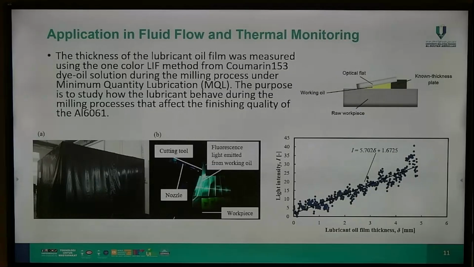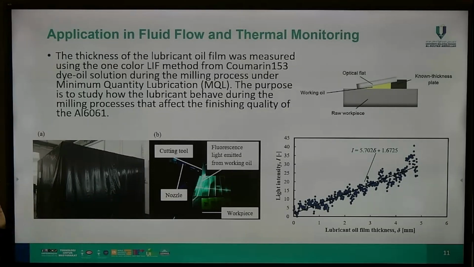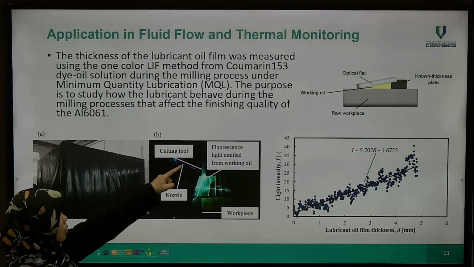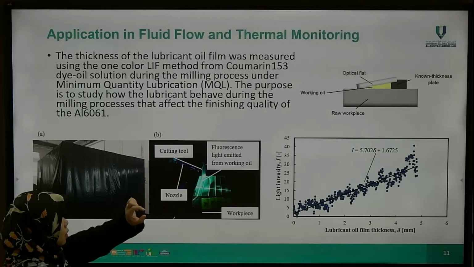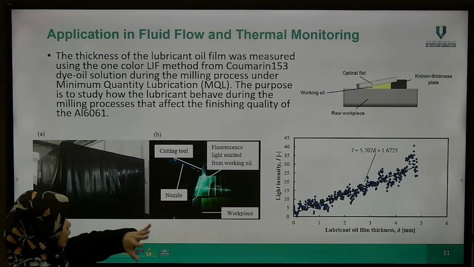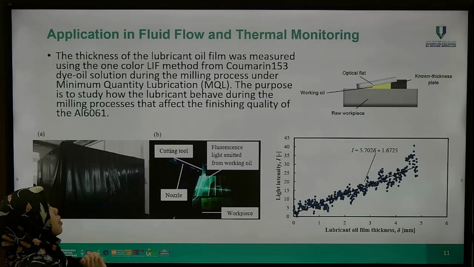So as I said just now, before we run the experiment, we need to calibrate the relationship between the light intensity and the oil film thickness. So what we did is we use the optical flat. By using the optical flat, we sandwich a known thickness plate into the raw workpiece that we want to cut. So it will make a gradient thickness layer, right?